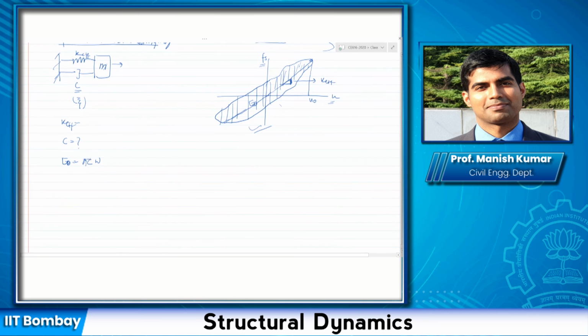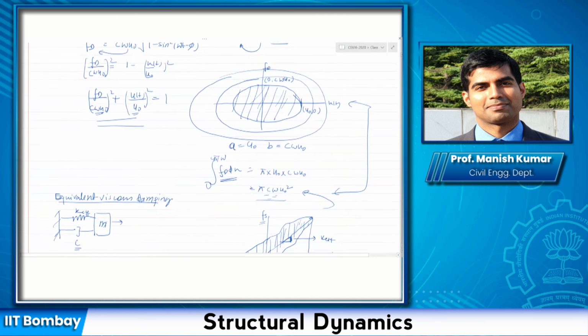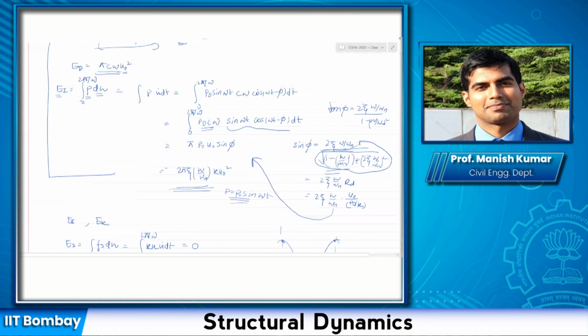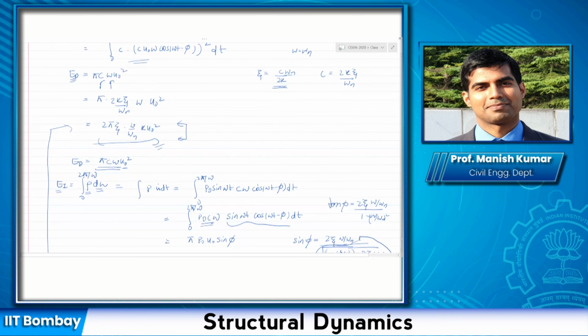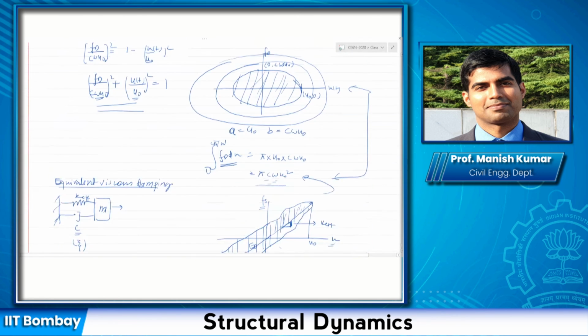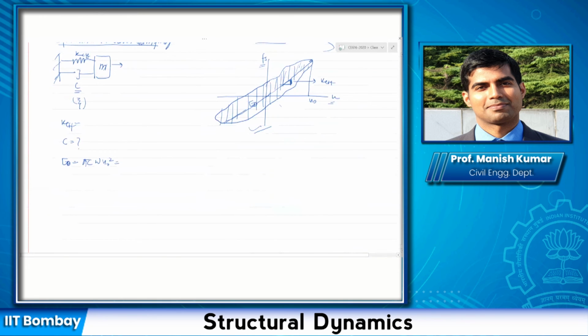So pi C omega u naught square, which we had also written, remember I said that to you, why I'm writing the expression like this. Now, if let us say this is K effective and this is U naught, what is the strain energy if I deform a system or a spring by U naught? Can I say the energy in this system is half K effective U naught square? So this is the strain energy in the system. So I can write this expression.